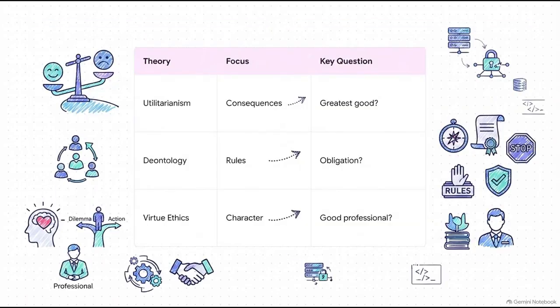When you hit an ethical wall, there are three major theoretical lenses you can look through. First up is utilitarianism, which is all about consequences. It simply asks what produces the greatest overall good or the least harm. Then you have deontology. This one ignores the outcome completely and focuses on strict rules, asking what is my absolute obligation or duty here. Finally, there's virtue ethics. This is all about your internal character. It asks what would a good, responsible professional do in this exact situation.